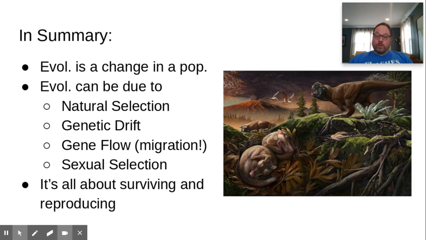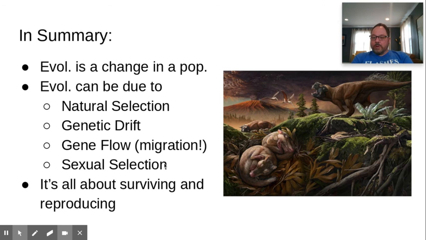There's gene flow, where organisms move in and out of populations and take their genes with them, so that can alter things. And again, not necessarily adaptive. And then there's sexual selection, where you don't have random mating, where organisms actually choose mates for particular reasons. And again, it's often a matter of trying to indicate underlying genetic fitness. So, regardless of the particular circumstance that you're given on the AP exam, it's about survival and reproduction.